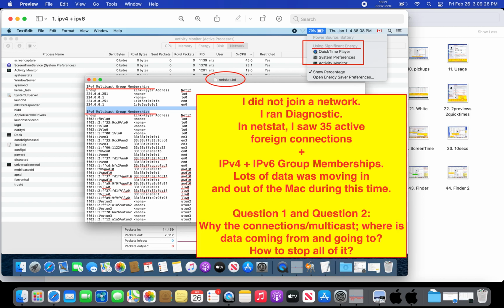Multicast group memberships. And all this data is moving. I'm not certain. I mean, this is all way above me. IPv4 and IPv6 are internet protocols.